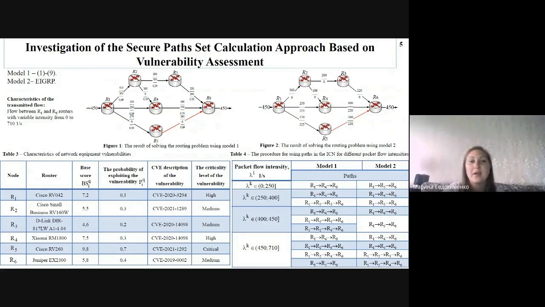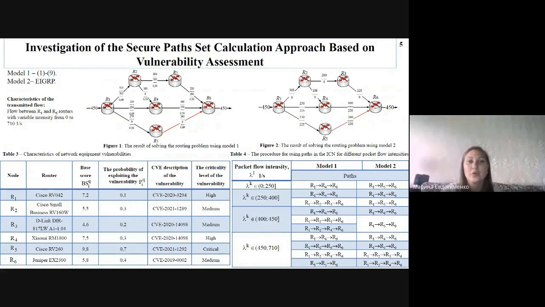To assess the effectiveness and for comparative analysis of the proposed approach, model 1, a flow-based model based on the metric of the EIGRP protocol, model 2, was conducted. In general, the results of using paths in the network for different packet flow intensities, using model 1 and model 2, are given in table 4.